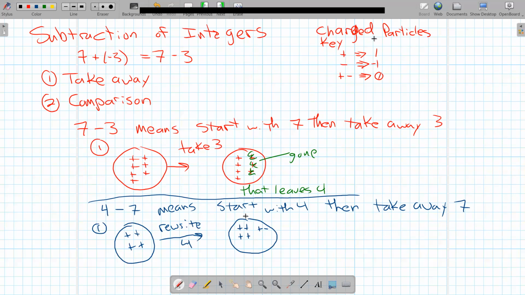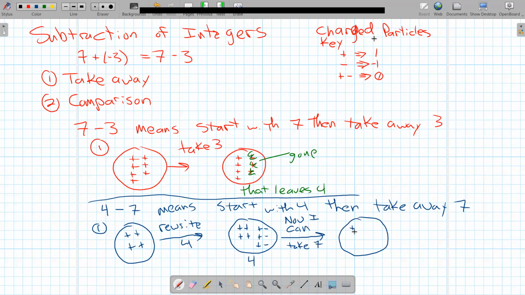So this set right here is still 4 because the plus and the minus are 0. This set right here is still a 4 because the plus and the minus are 0. And this set right here is still a 4 net charge because a plus and a minus is 0. So this set right here is still 4, but now I can take 7 away. So I just rewrite the set so that I can take what I want. So now I can take 7.